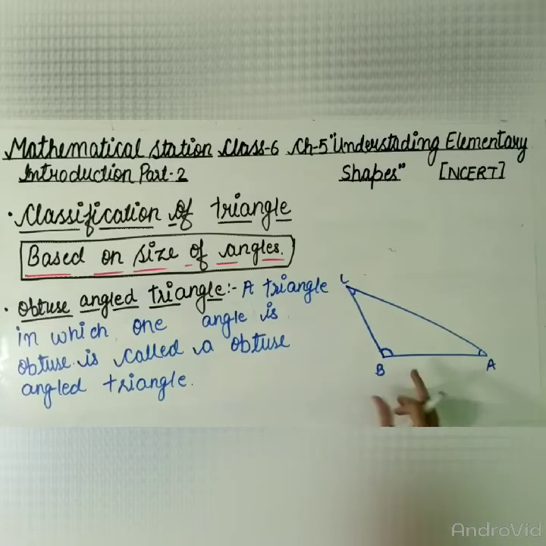So students, on the basis of angles, we can classify the triangle in 3 parts. Okay. First, acute, then second right, and third obtuse angle triangle. Now students, in any triangle there can be only one right angle, or there can be only one obtuse angle.